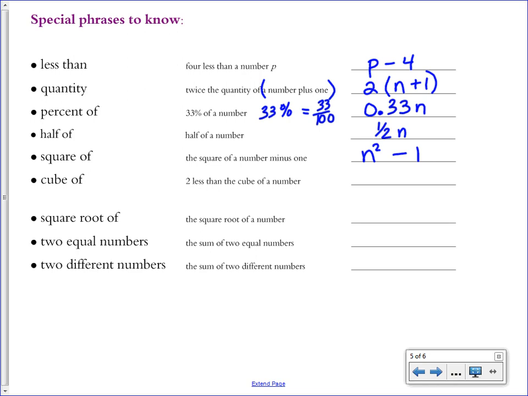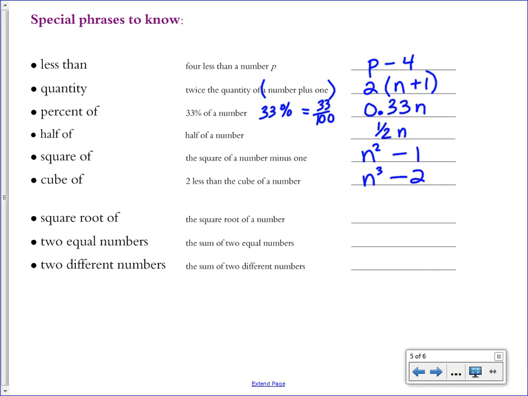Next example is the cube of. It's very similar to the square of, only this time the exponent will be a little 3. So 2 less than the cube of a number. So this has the less than trick in it as well. So first I want to start by writing the cube of the number, and then go 2 less than that.